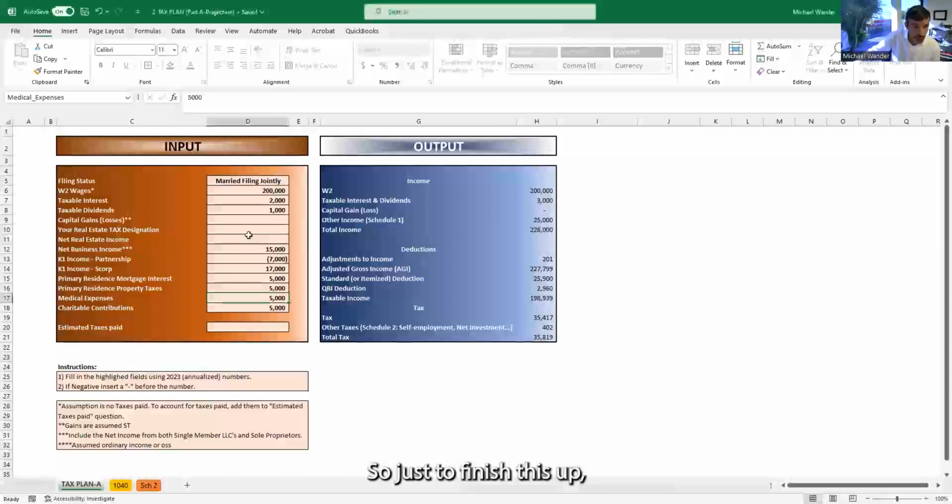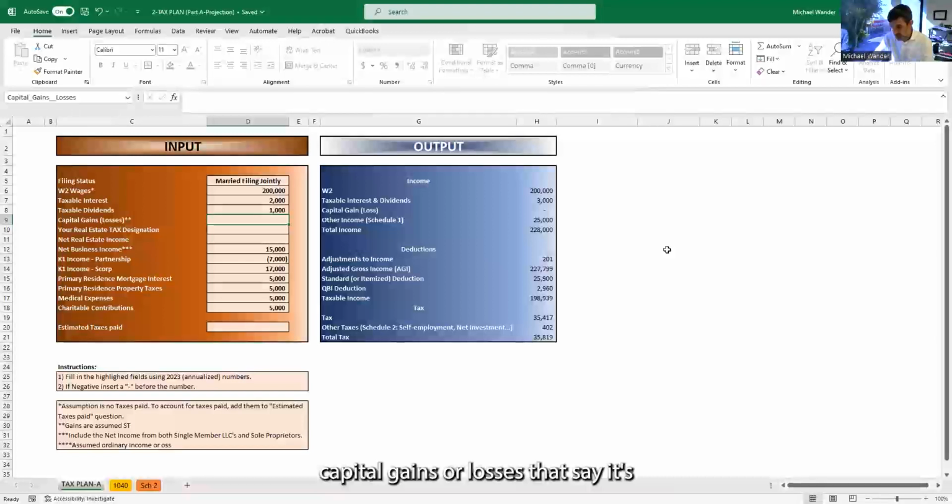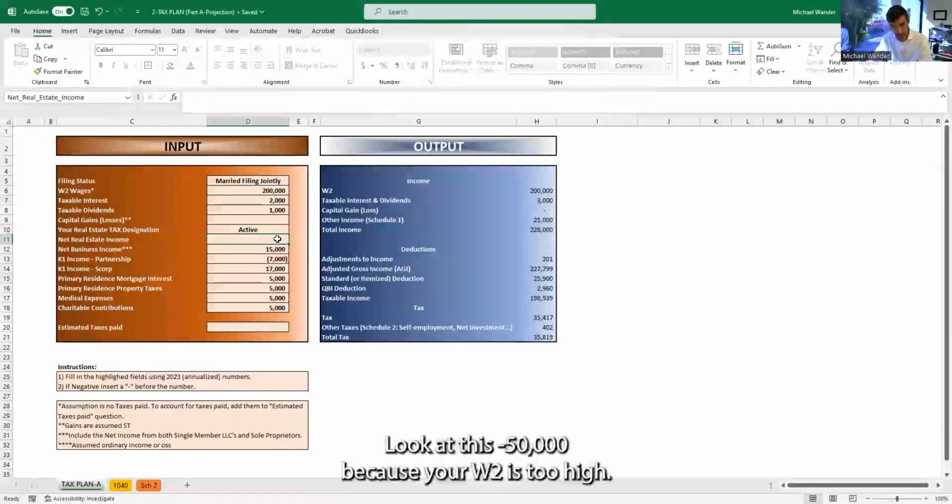Okay, so just to finish this up, capital gains or losses, let's say it's over here, real estate income, let's say you're negative 50,000, and let's say you were active. See, you really are not going to be able to take any of those losses, right? Look at this, negative 50,000, because your W-2 is too high.